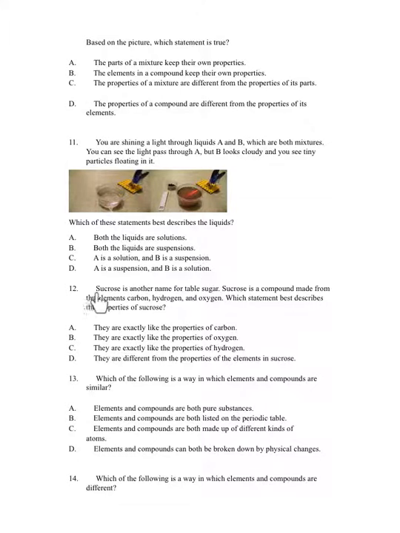Number 12, sucrose is another name for table sugar. Sucrose is a compound made from the elements carbon, hydrogen, and oxygen. Which statement best describes the properties of sucrose? A, they are exactly like the properties of carbon. B, they are exactly like the properties of oxygen. C, they are exactly like the properties of hydrogen. D, they are different from the properties of the elements in sucrose.